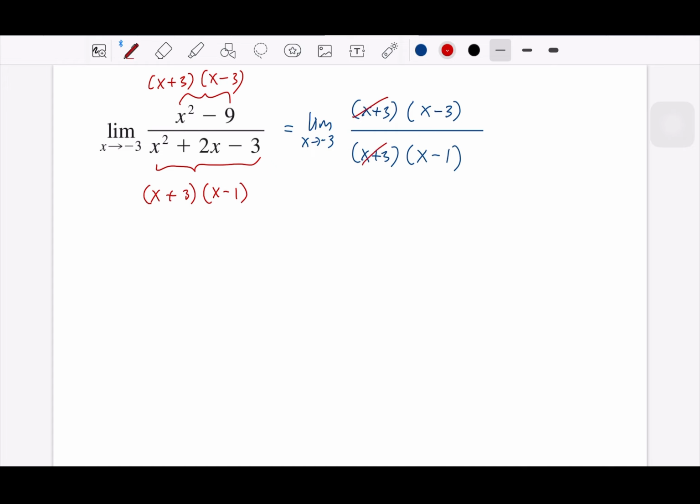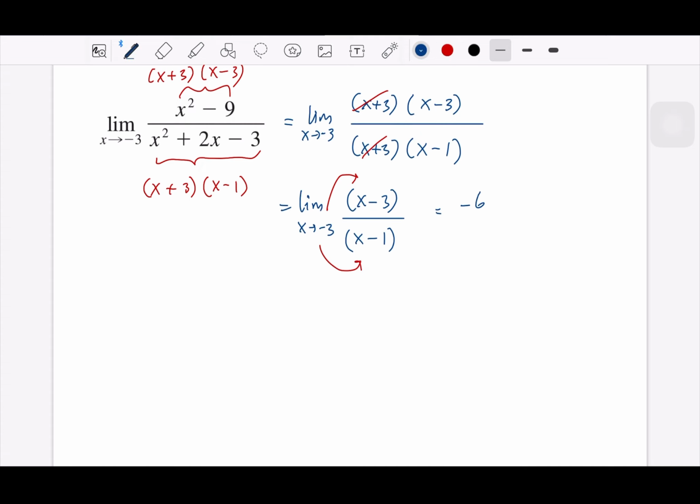We can cancel this. And the rest we can just directly substitute. Going here, going here. So it will be -6 over -4, or 3 over 2. Okay.